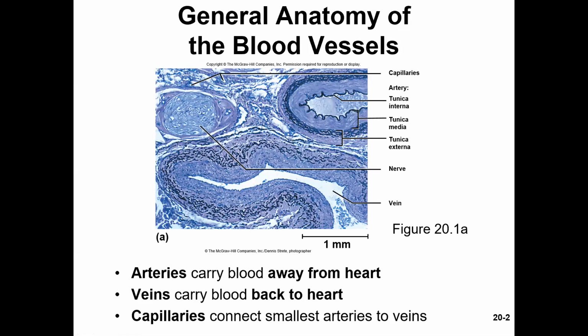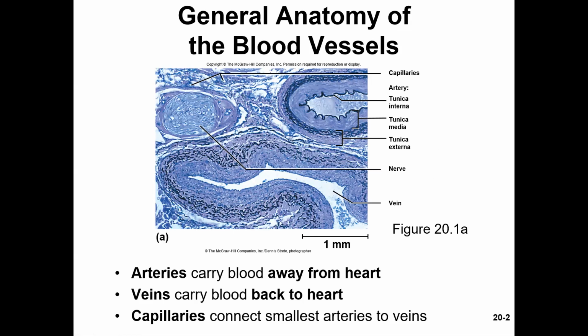Okay, so the general anatomy of blood vessels is what we'll get into first. In this cross section, you can kind of see the layers. I don't think this is a crystal clear representation, but we'll go through it. I'll read down through the parts that you might be able to identify.